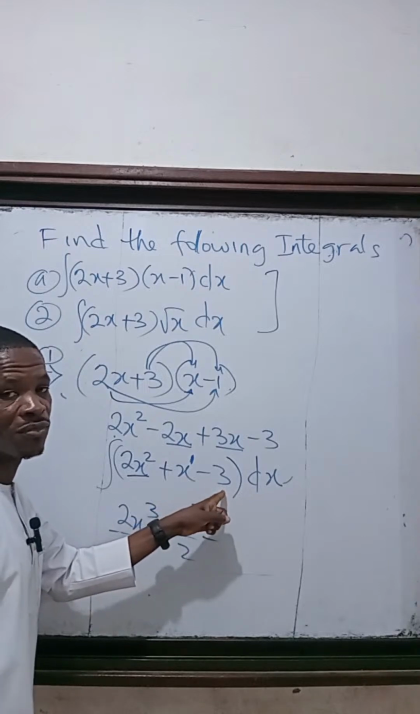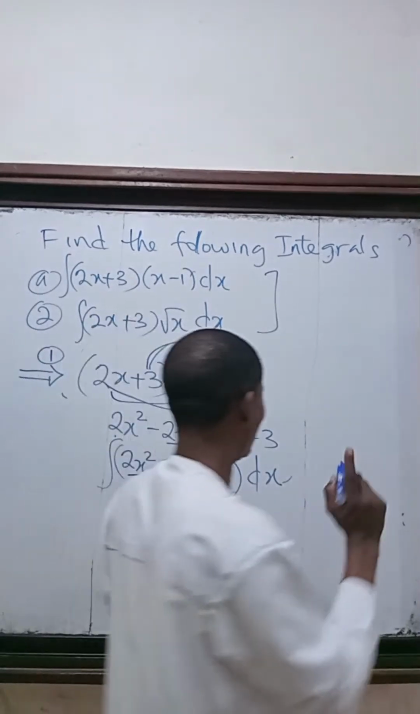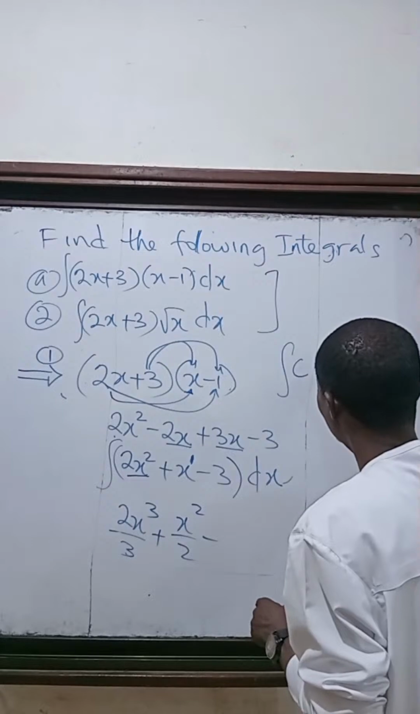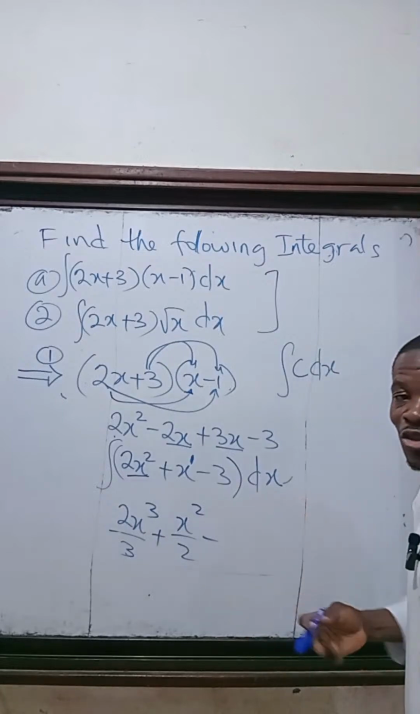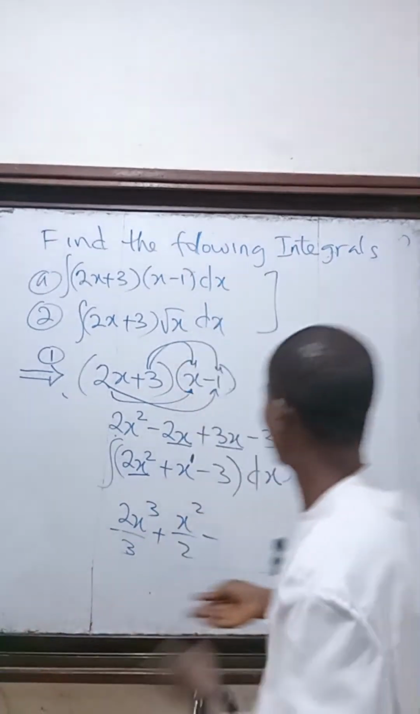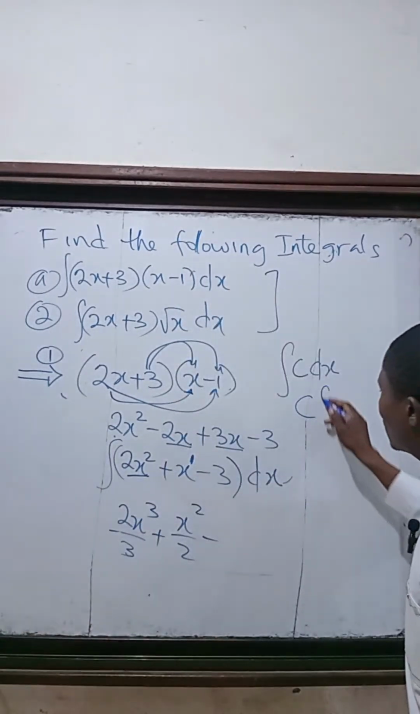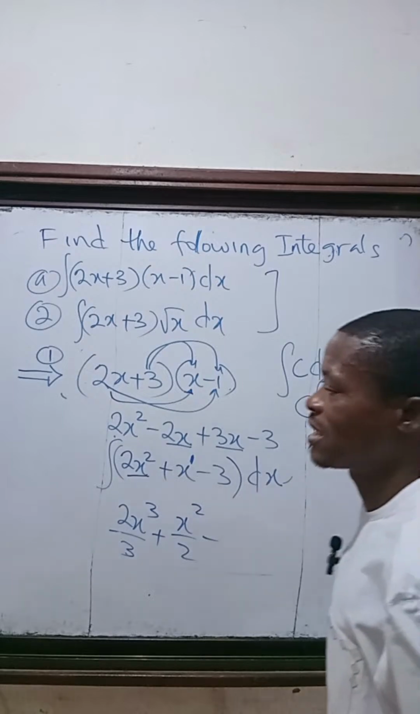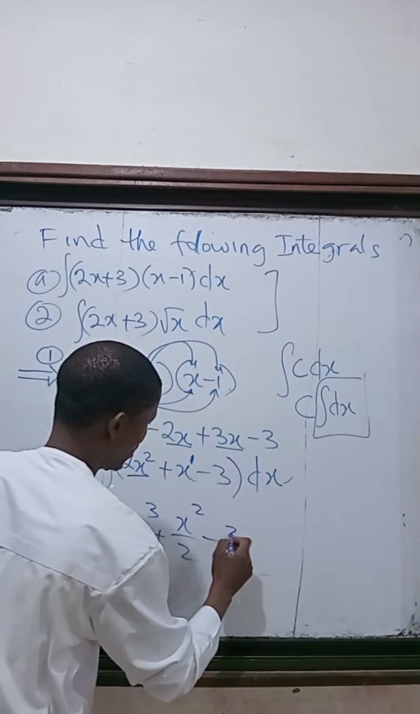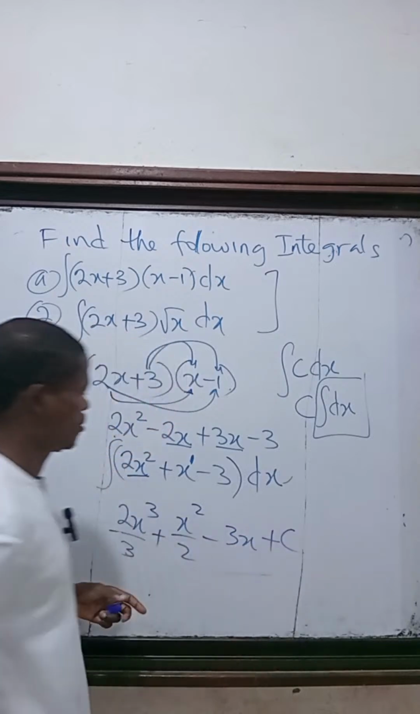Anytime, let me quickly chip in. When you have integral of c dx, you know what you're going to do? The c is just an integer, it could be positive, it could be negative. Take it out of the integration, then you have integral of dx. Integral of dx is x. So that will be another 3x plus c. So that one is done.